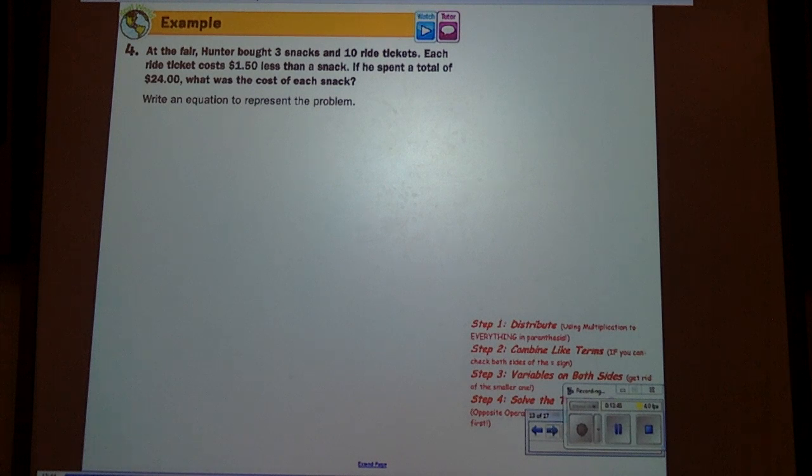All right, 4. At the fair, Hunter bought 3 snacks and 10 ride tickets. Each ride ticket cost $1.50 less than a snack. If he spent a total of $24, what was the cost of each snack? Write an equation to represent the problem. Okay, so we have some variables here. We know that snacks, S could equal the snacks, and the ride tickets were $1.50 less than each snack. So for rides, we could subtract $1.50 from the snacks, because they cost $1.50 less.